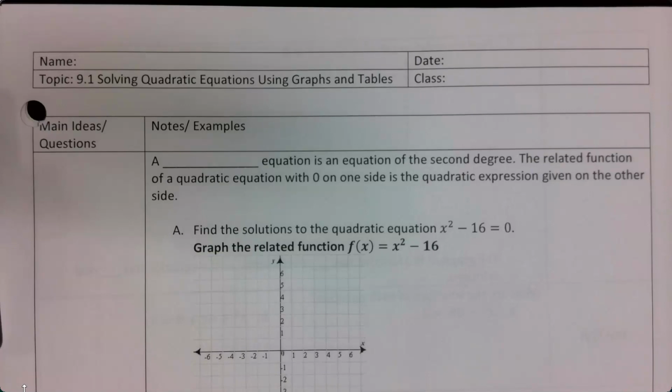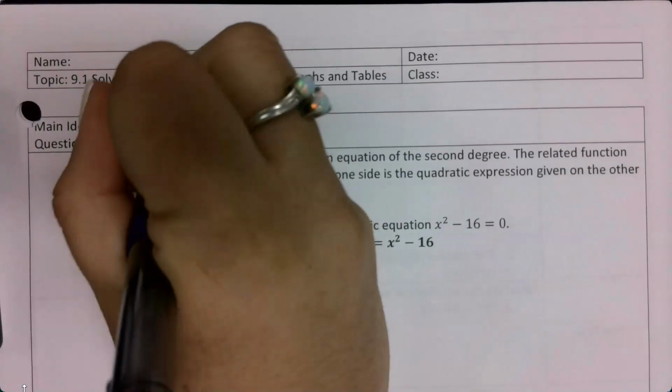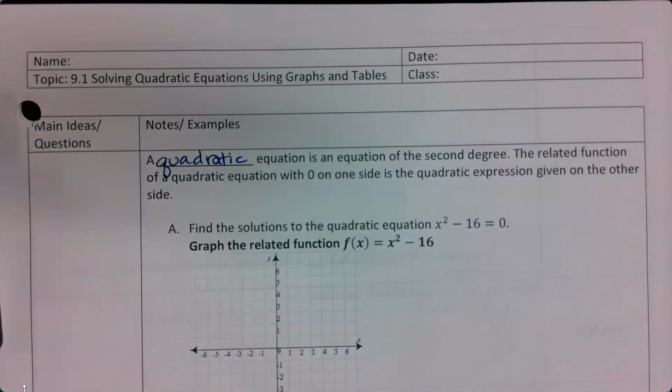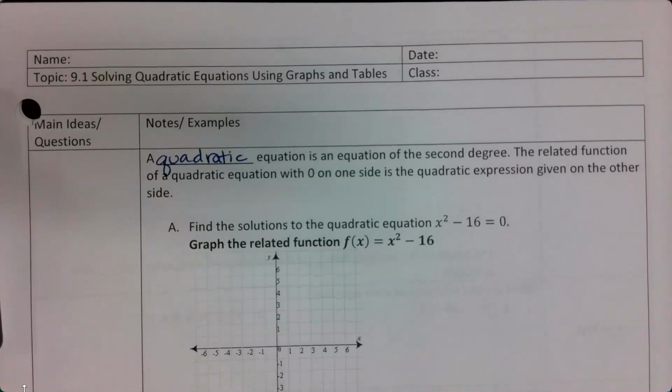Okay, guys, so we're solving quadratic equations using graphs and tables. So, a quadratic equation is an equation of a second degree, so that means my highest exponent is 2. The related function of a quadratic equation, which is 0 on one side, is the quadratic expression given on the other side.